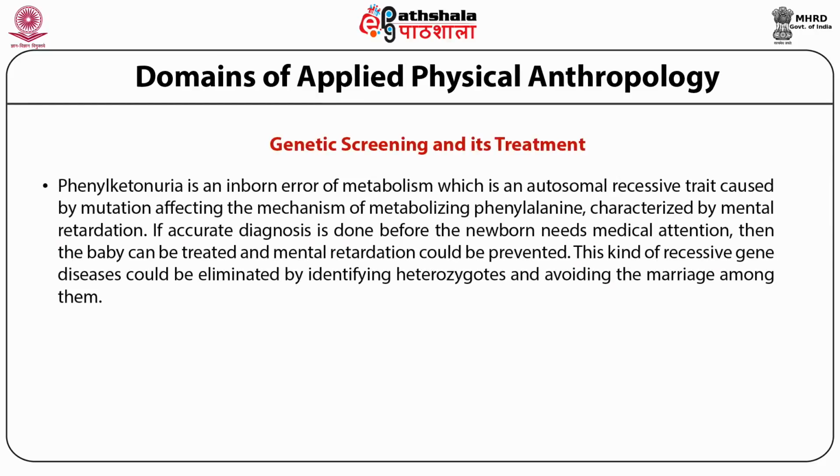Phenylketonuria is an inborn error of metabolism, an autosomal recessive trait caused by a mutation affecting the mechanism of metabolizing phenylalanine. It is characterized by mental retardation. If accurate diagnosis is done before the newborn needs medical attention, then the baby can be treated and mental retardation could be prevented. This kind of disease might be able to eliminate recessive gene disease by identifying heterozygotes and avoiding marriage among them.